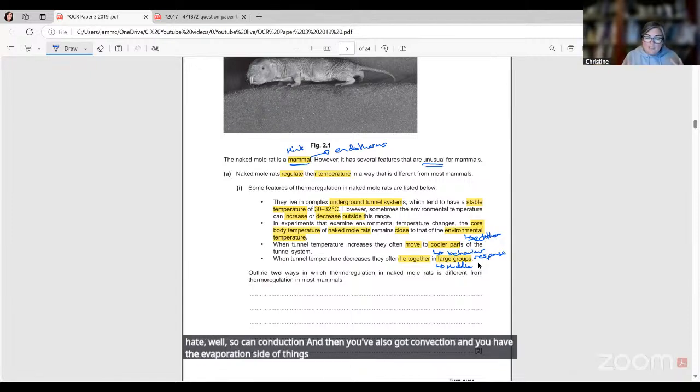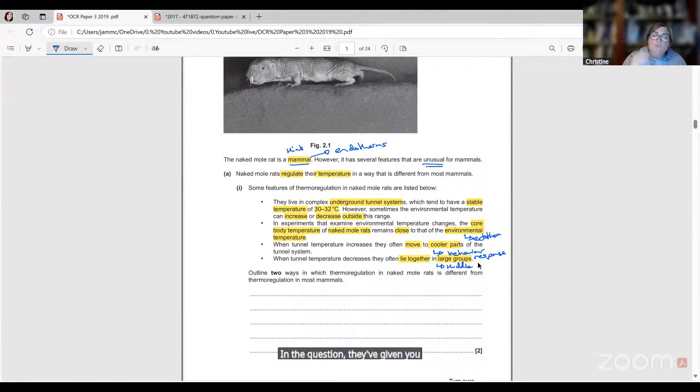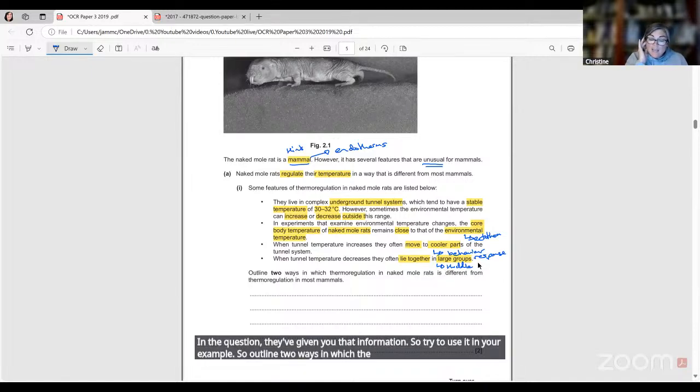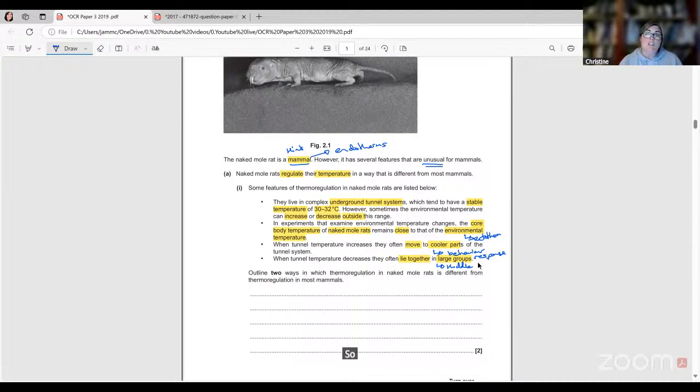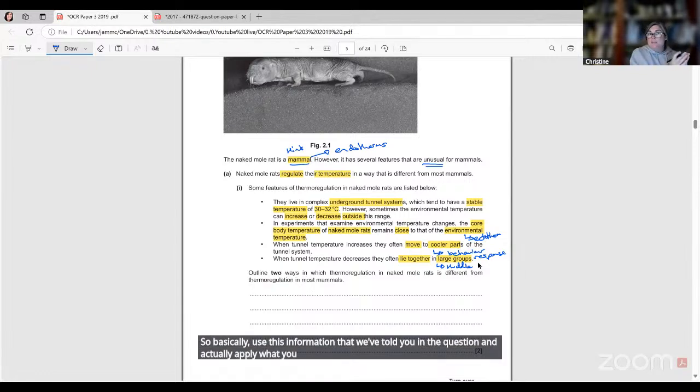So what you have to understand is there are hints here in the question. They've given you that information, so try to use it in your example. So outline 2 ways in which the thermoregulation is different from the thermoregulation in most mammals. So basically, use this information that we've told you in the question and actually apply what you know about the fact that mammals are endotherms.